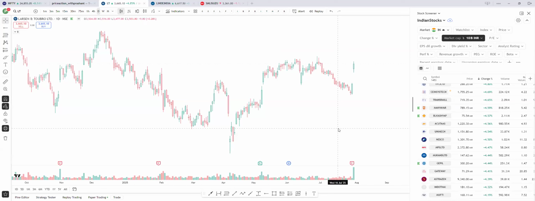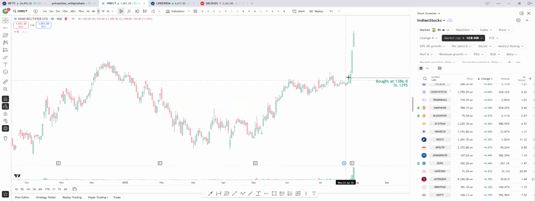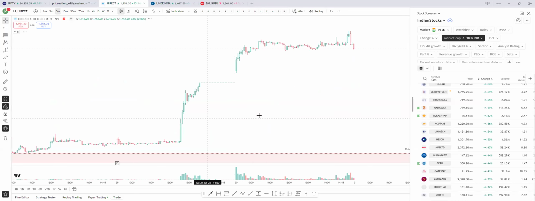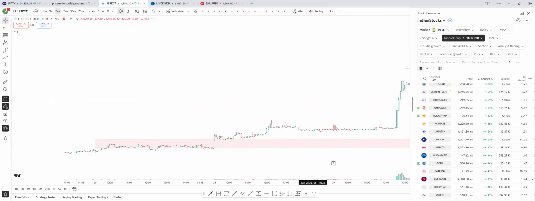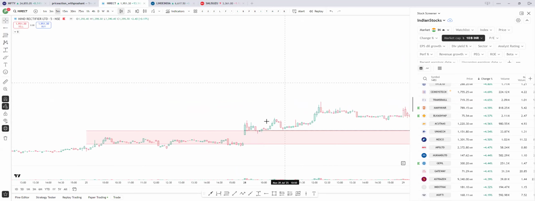So we'll go to Hirek. This stock was up from the previous day, and when I checked it, it was around 2.5, less than 3% up in the morning within 5 minutes. So this was the 5 minute candle, and the stock was up within 5 minutes.